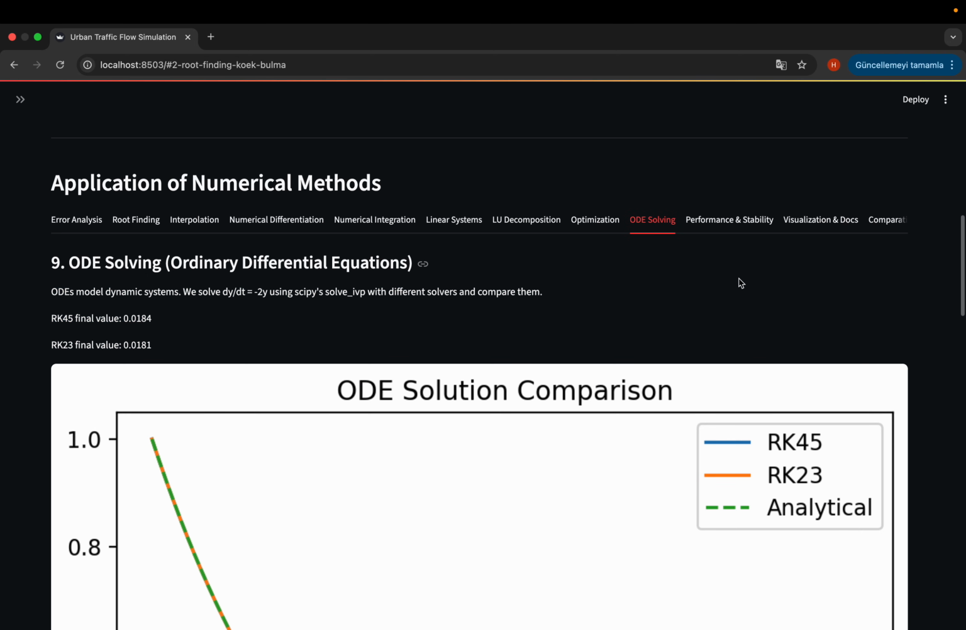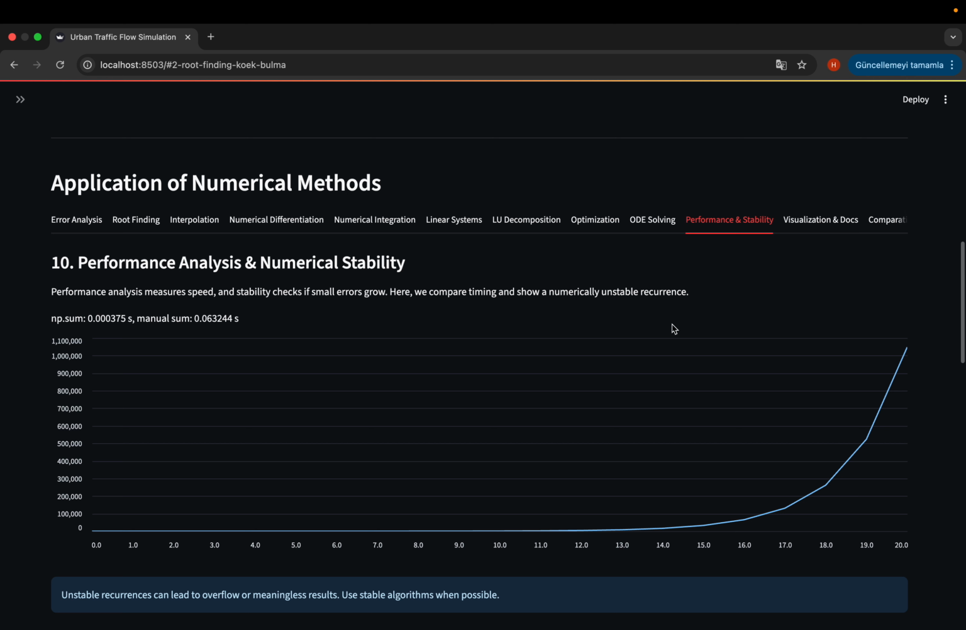Performance analysis and numerical stability.